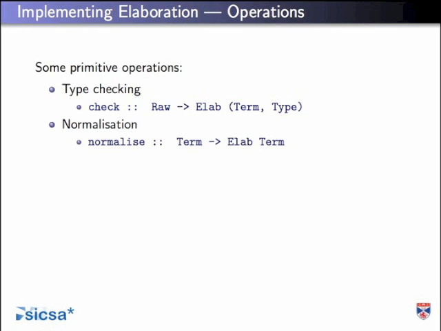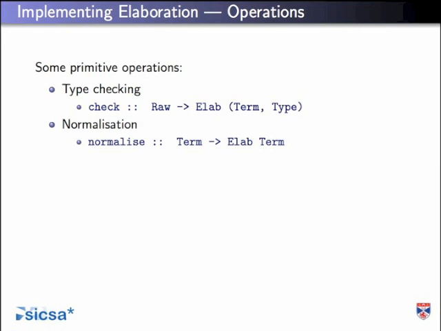We'll also need to normalize things occasionally. So if we have some complicated type, we might want to reduce it to normal form to check it in a particular form. So if you're checking that something really is a function type, for example, we will need to normalize it. That just takes a term and returns a term.